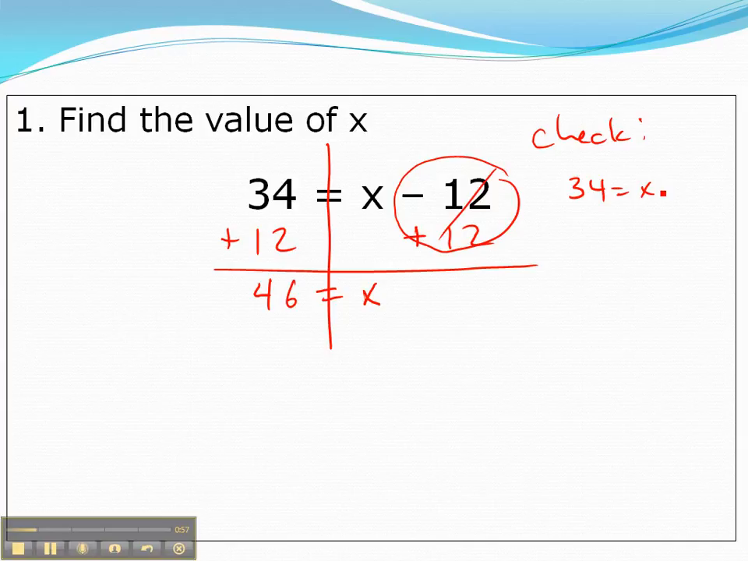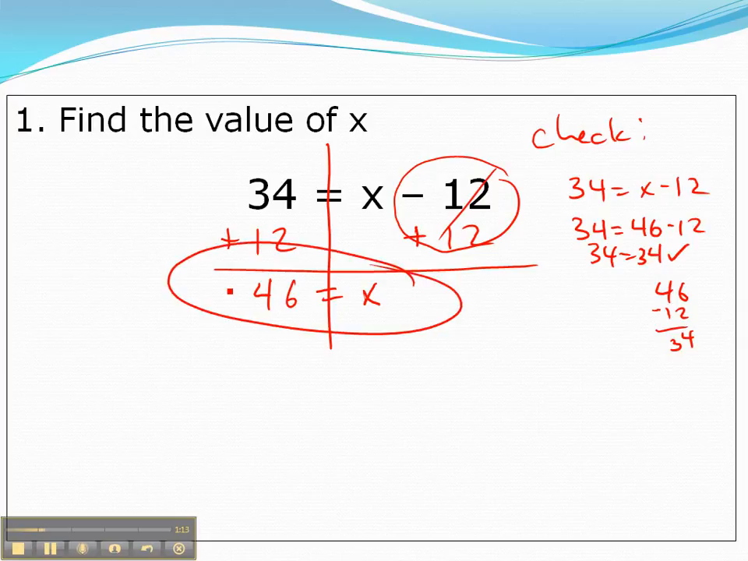34 equals x minus 12 was our original equation. If x is truly 46, then 34 should equal 46 minus 12. 46 minus 12 is 34, so 34 equals 34. That checks out, and we can circle our answer.